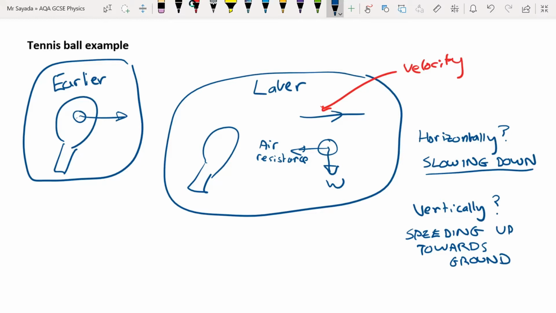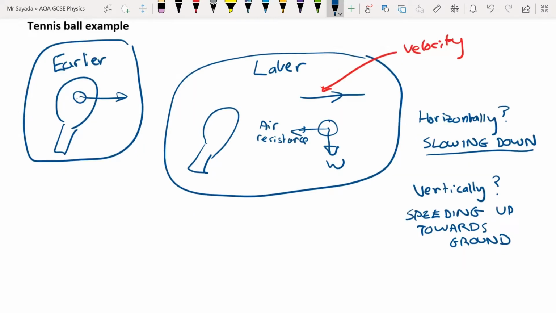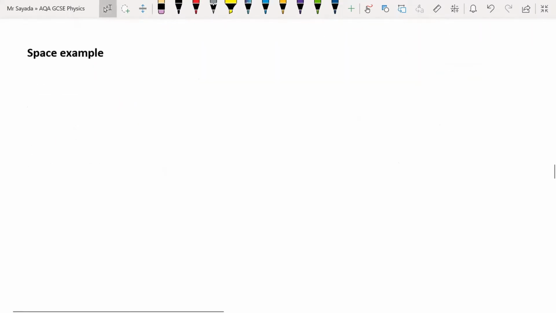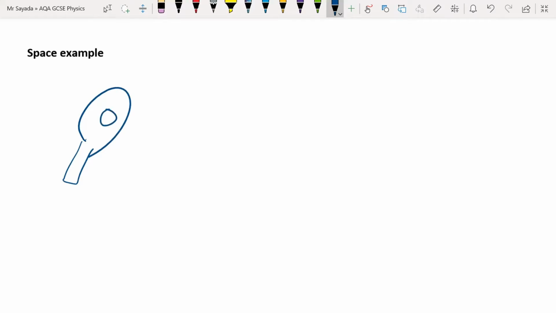But what about if we remove all external forces? Let's go to space. Let's imagine in space, I hit a ball with a tennis racket. So here's my tennis racket and here's my ball. So while I'm hitting the ball, there is a force on the ball. So the ball accelerates to the right. But later, the ball has now left the tennis racket. So the ball is now here.